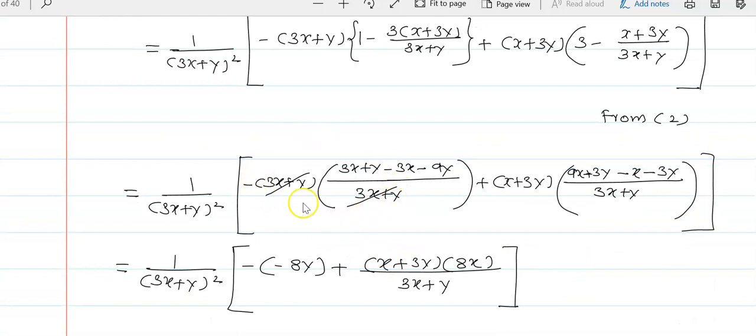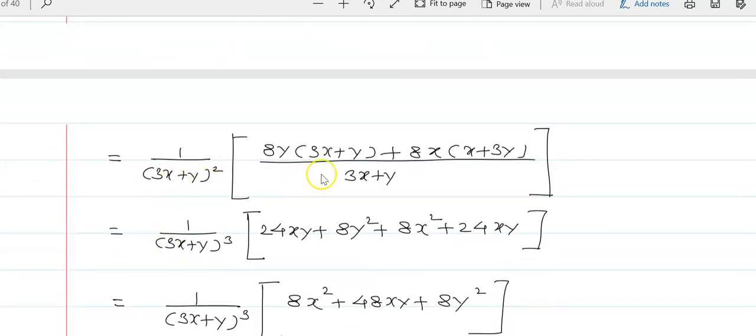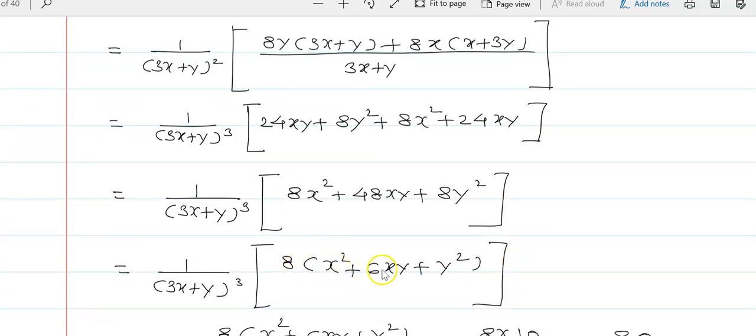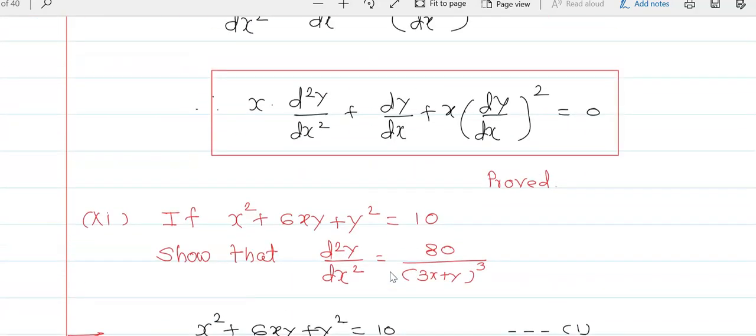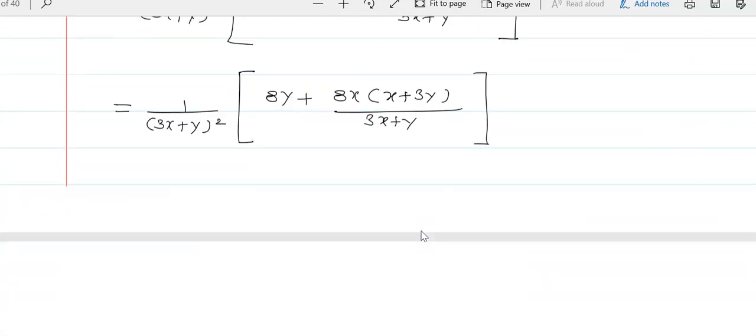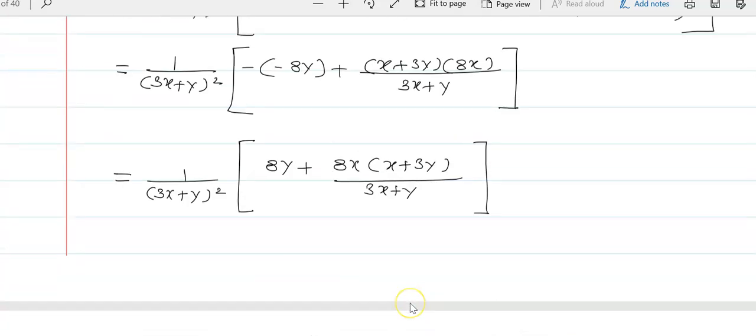You are simplifying this first term first, and then the next term. That is 9x plus 3y minus 6 minus 3y upon 3x plus y. And after simplifying, you are getting this expression. And then its power becomes 3x plus y bracket raised to 3. And this is the expression. Take 8 as common. Then you are getting 8 in bracket x square plus 6xy plus y square. And the value of this total, which is our example, is the 10. So the value is 10, and 10 into 8 is 80. And in this way, see this here, right?